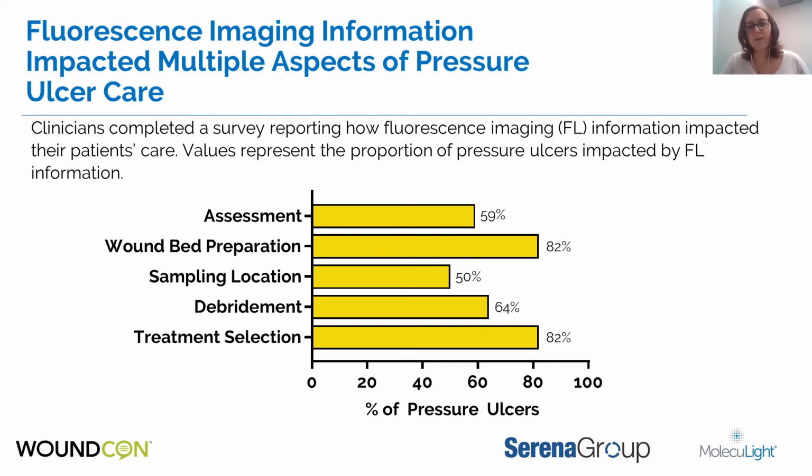And then I think what's most impactful here is that in 82% of the pressure ulcers, the treatment selection was changed. And so if you flip that another way, that means that only 18% of the wounds, based on standard of care assessment, would have received a treatment selection plan that was appropriate for the bacterial burden in their wound at that visit. So I think that's a very clinically significant finding.